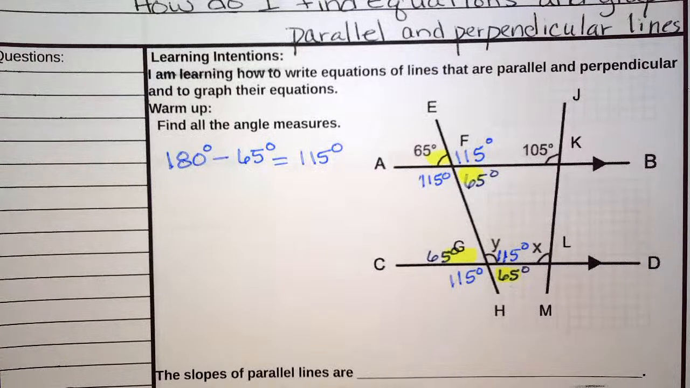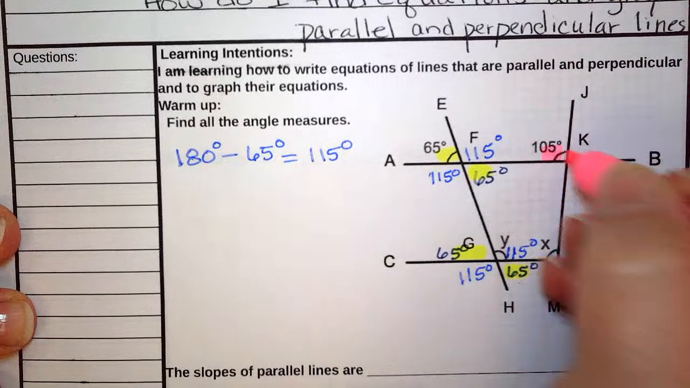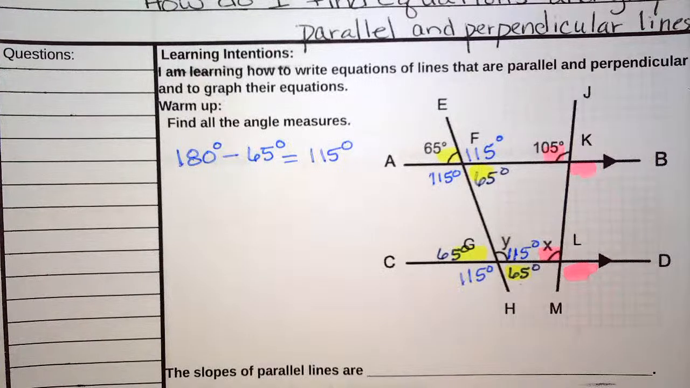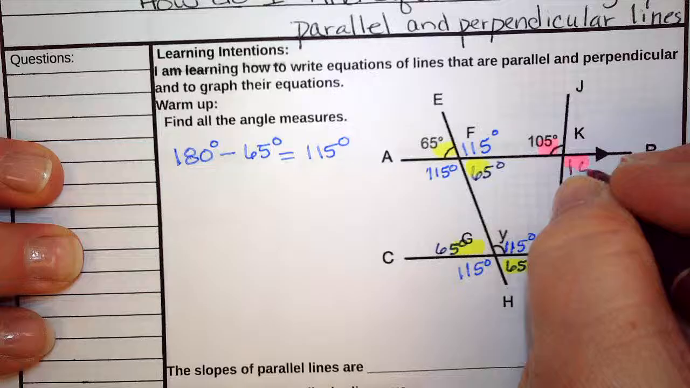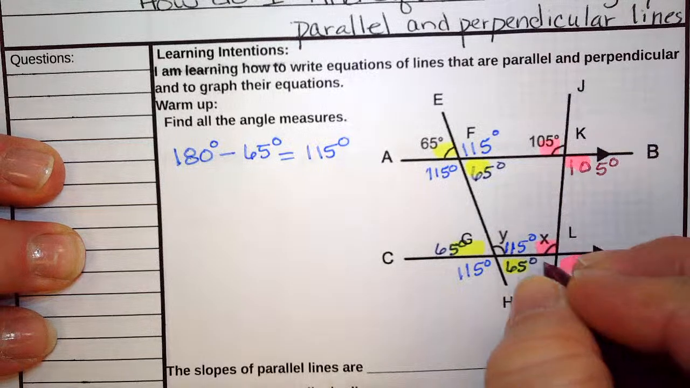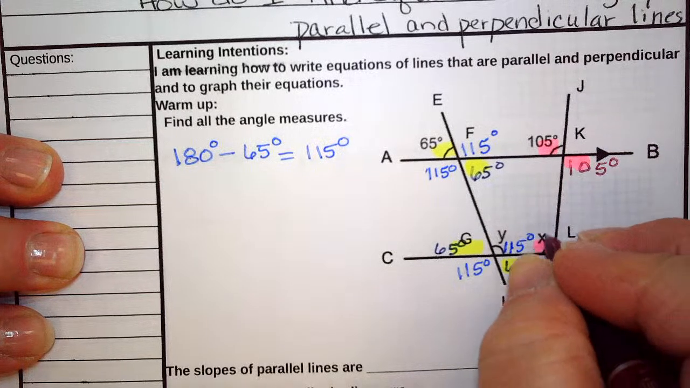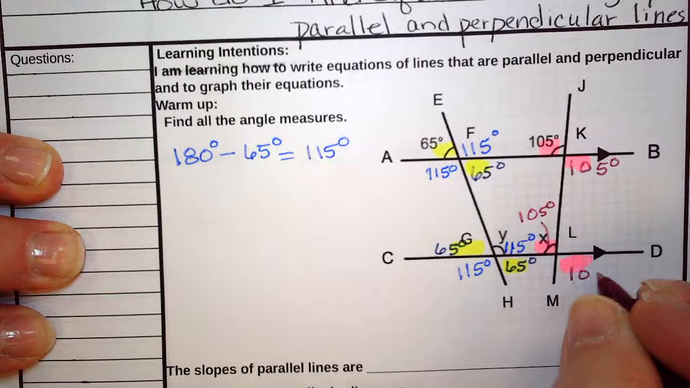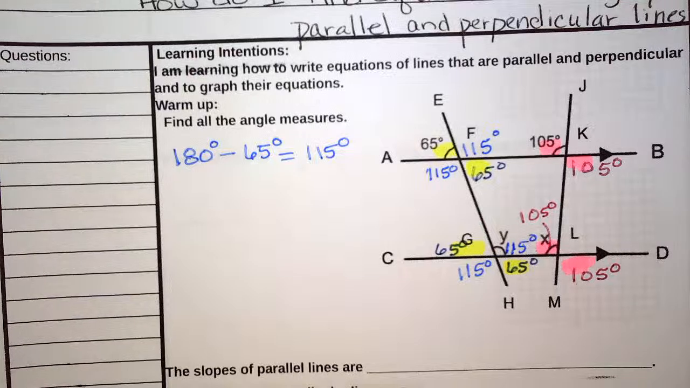Okay, now for the next one, we apply the same properties or the same technique. We will identify all of those that are congruent to 105 degrees. So this is 105 degrees, 105, 105, 105. Now let's write that in. But what about the rest?